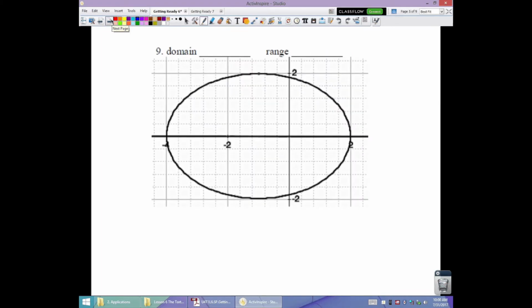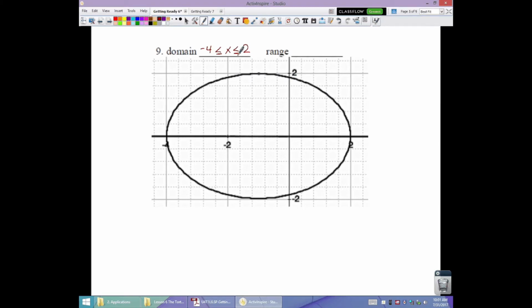Number 9, this oval or ellipse shape. We do have a bottom and a top and a leftmost and rightmost point. So neither the domain nor the range will be all real numbers. So the leftmost point here is at -4. The rightmost point is at 2. We're talking x values. We do get to -4 on the left, and we do reach 2 on the right, so include those.